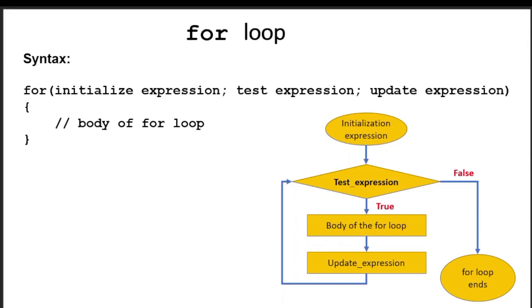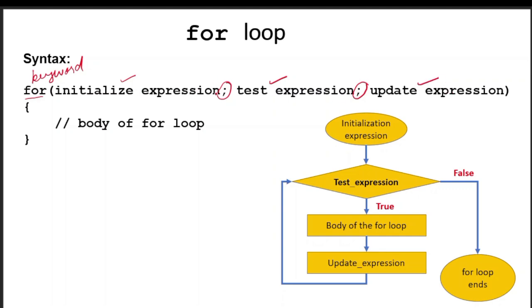In this video, we will see how the for loop works. This is the syntax of the for loop, where we have the for keyword. For is your keyword. And then you have the initialize expression, semicolon, test expression, semicolon, and your update expression.